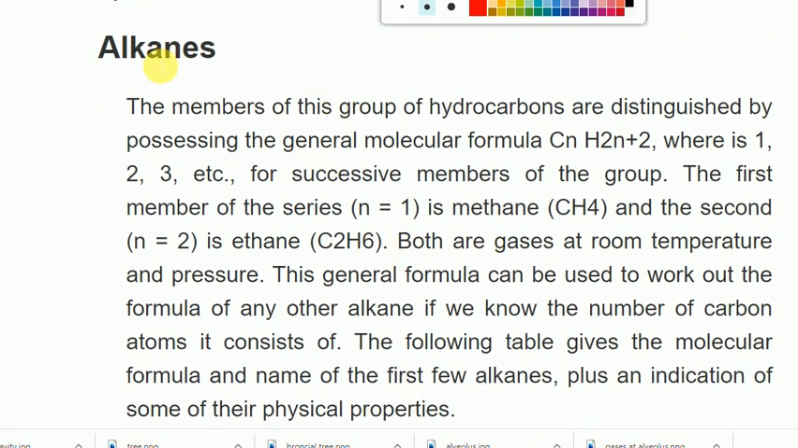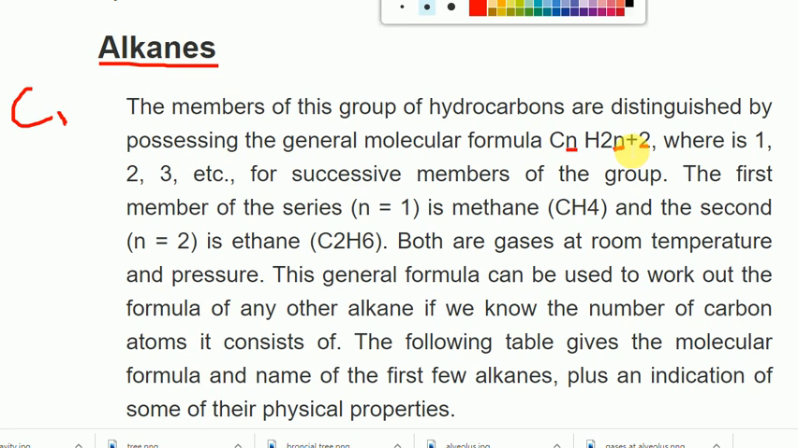Alkanes, the members of this group of hydrocarbons, are distinguished by possessing the general molecular formula CnH2n+2. Now let's see examples. If it is Cn, where n is 1, it will be C1, then H2n+2.